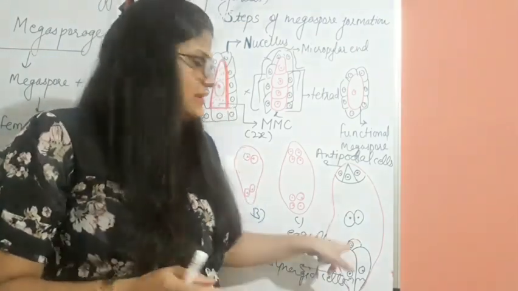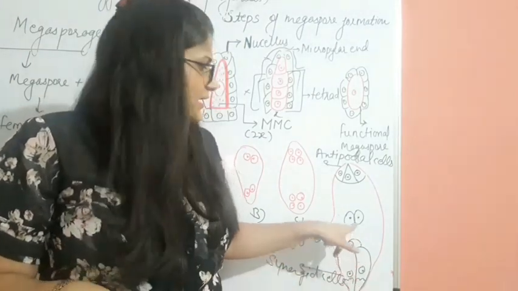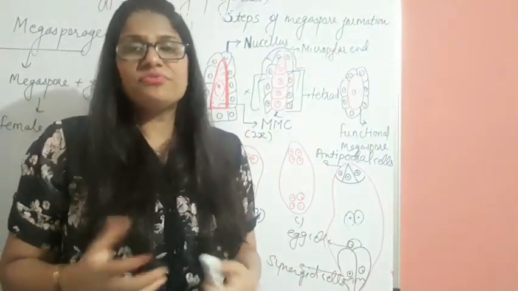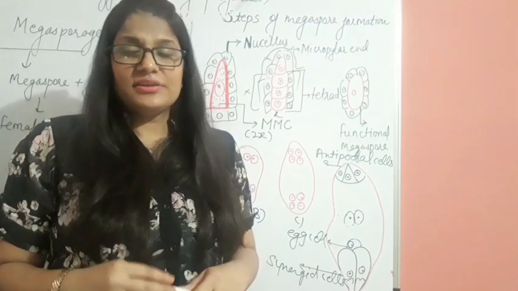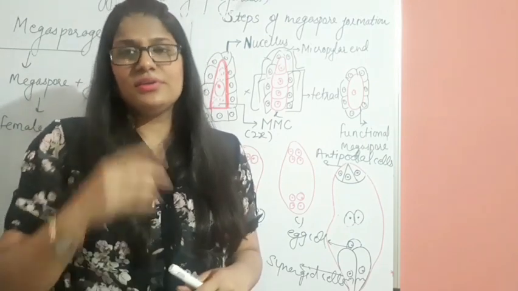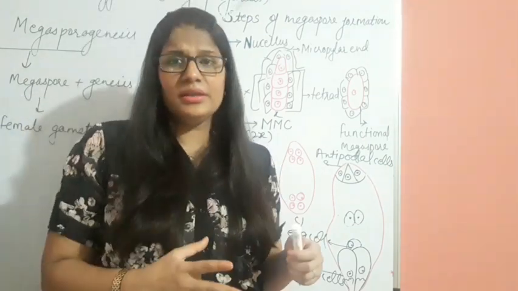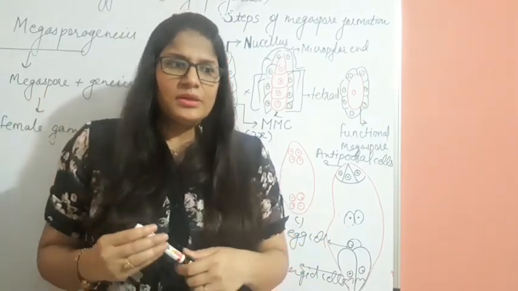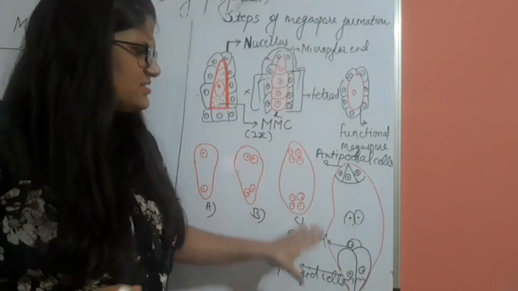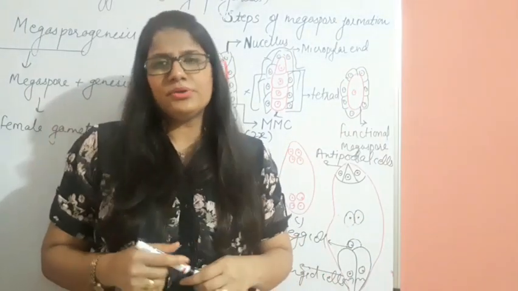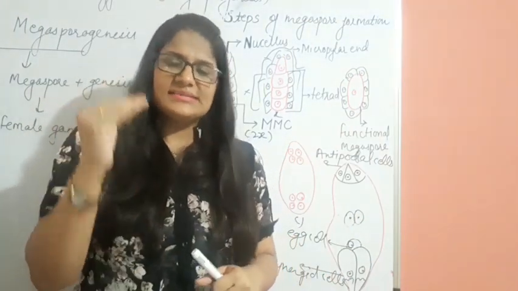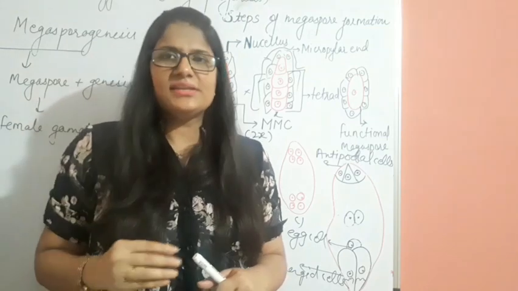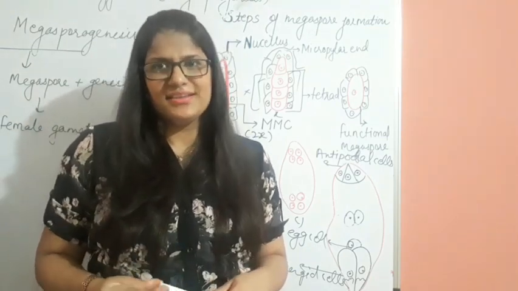The egg cell after fertilization will form the zygote, and the secondary nucleus after the fertilization will be diploid and it will form PEN, primary endosperm nucleus. Then the structure of the matured female gametophyte is also called a 7-celled 8-nucleated structure. Thank you.